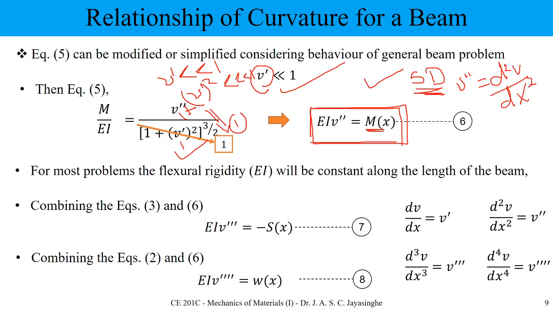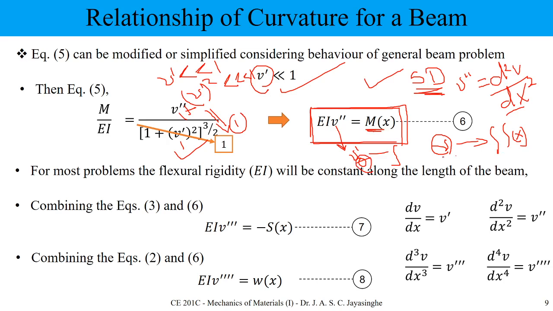So now we have a differential equation. It is a second order, straightforward differential equation. You can solve it. If we need the rotation, meaning v prime, you need to take integration with respect to x. If you need v, which is the deflection or deformation of your beam, you need double integration with respect to x. Using this equation, you can get the variation of theta, where theta means slope, and the variation of deflection, that means simply v.